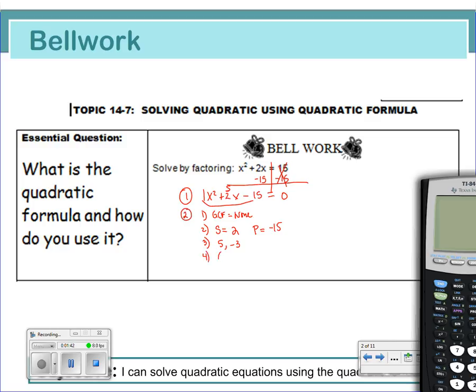Last, we'll rewrite it in factored form, so we're using our parentheses. We'll get x and plug in our factors. So positive 5 would be plus 5, negative 3 would be minus 3. This is now equal to 0. We have factored completely.